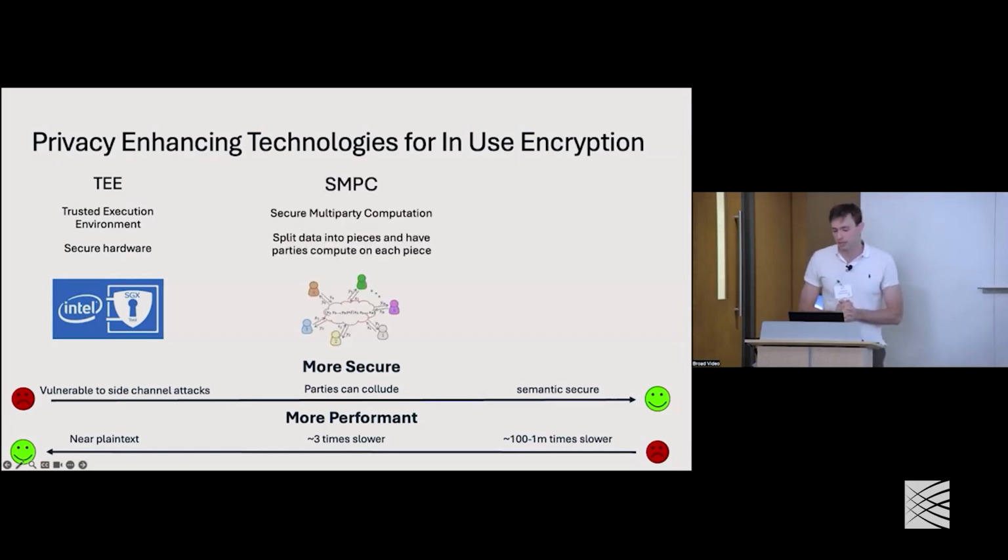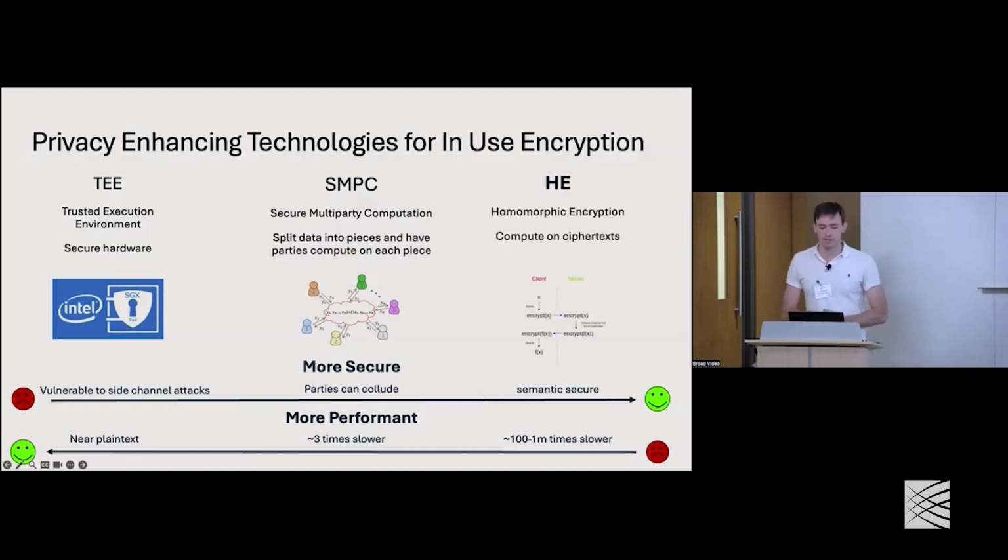We also have secure multi-party computation, where we split data into pieces that we give to separate computing parties, and then each computing party can evaluate some function and reshare it back. And none of the computing parties can essentially see the full data because it's split. This is more secure than a trusted execution environment, but it's a bit slower.